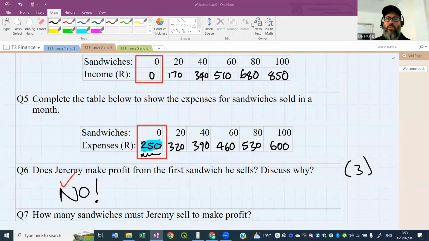All right, so there's Kawhi confirming my answer, saying if he sells one, he's not getting much income. He needs to sell a lot more to start making profit. Okay, you're right, Kawhi. Very good. Yes.